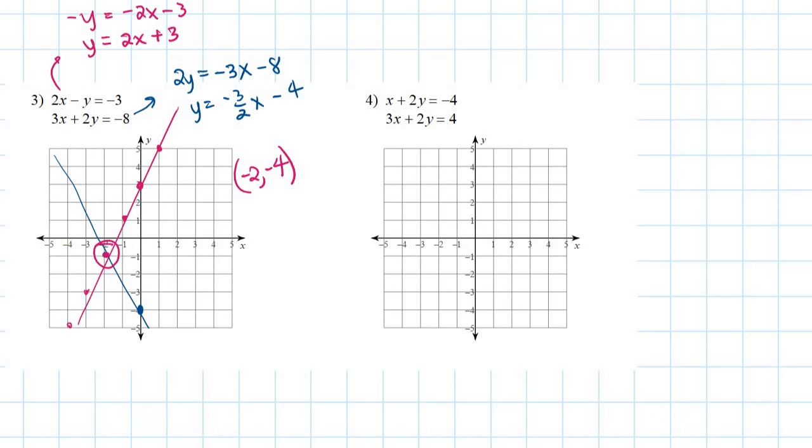For number 4, same idea. I'm going to rewrite the equations first. So 2y is going to equal -x minus 4. I'm going to divide everything by 2. Y equals -1/2 x, because 1 divided by 2 is 1/2. And -2. So y-intercept is at -2. My slope is -1/2.